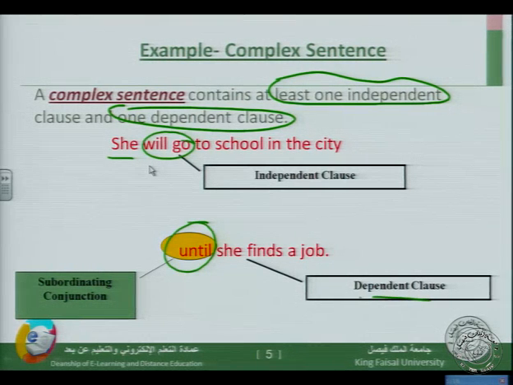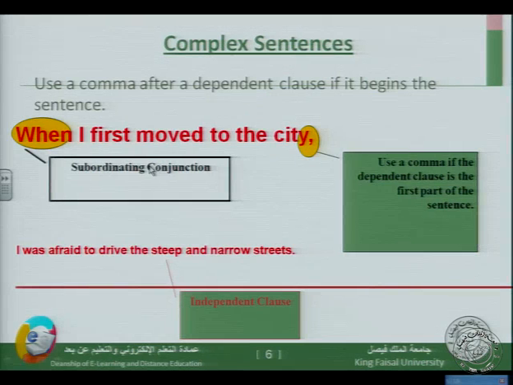So it's very important for you to understand the subordinating conjunctions, their function, and the place of each subordinating conjunction. لأنه في بعض subordinating conjunctions, they come in the middle, between an independent clause and a dependent clause, and some others may come at the beginning. Okay? In complex sentences, you should use a comma after a dependent clause if it begins the sentence. إذن it هذه refers to the dependent clause.